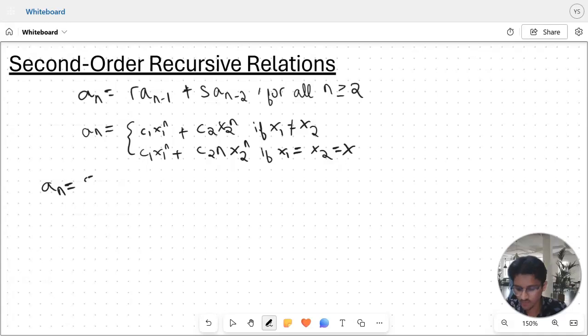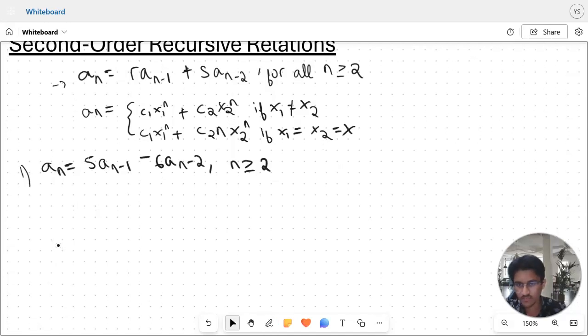Say we are given a of n equals 5a(n minus 1) minus 6a(n minus 2) for n greater or equal to 2. So first step, we see that it matches the condition n greater or equal to 2. It looks like this formula over here, 5a(n minus 1), and then it just has a minus sign.